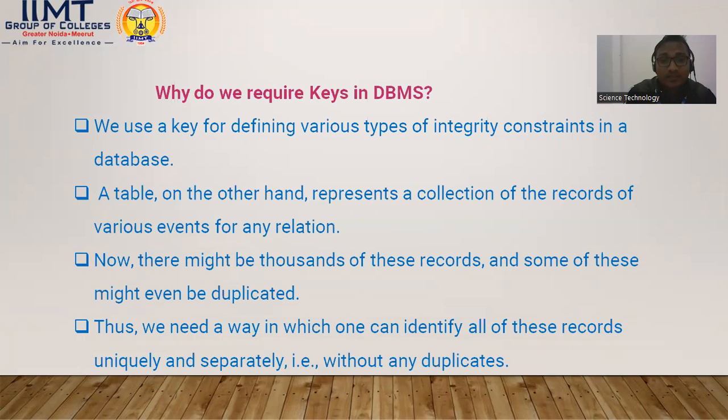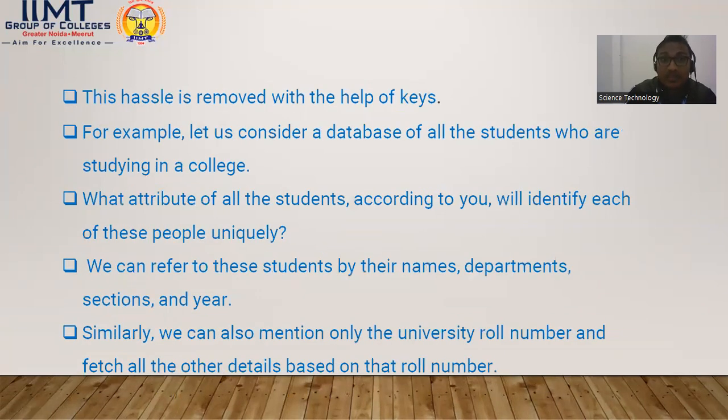A table, on the other hand, represents a collection of the records of various events for any relation. Now, there might be thousands of these records, and some of these might even be duplicated. Thus we need a way in which one can identify all of these records uniquely and separately, that is, without any duplicates. This hassle is removed with the help of keys.